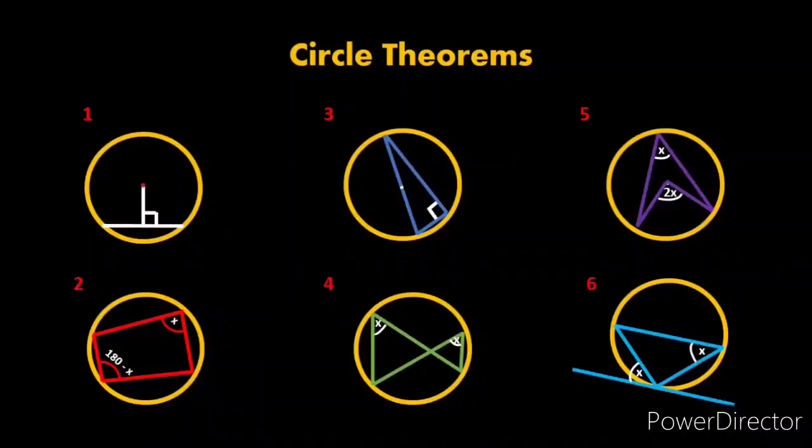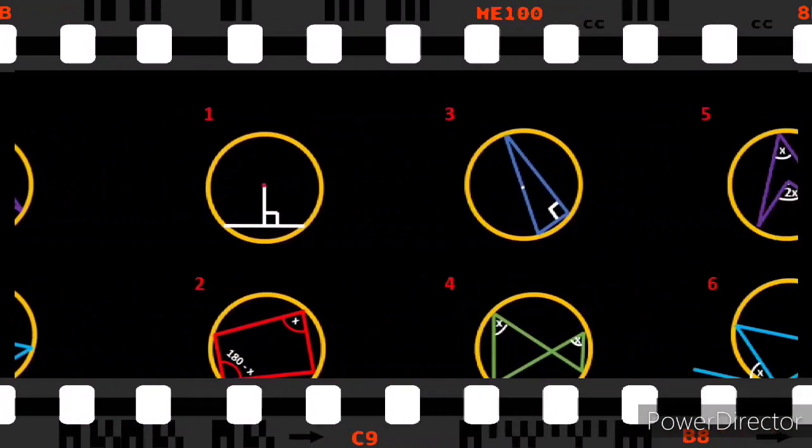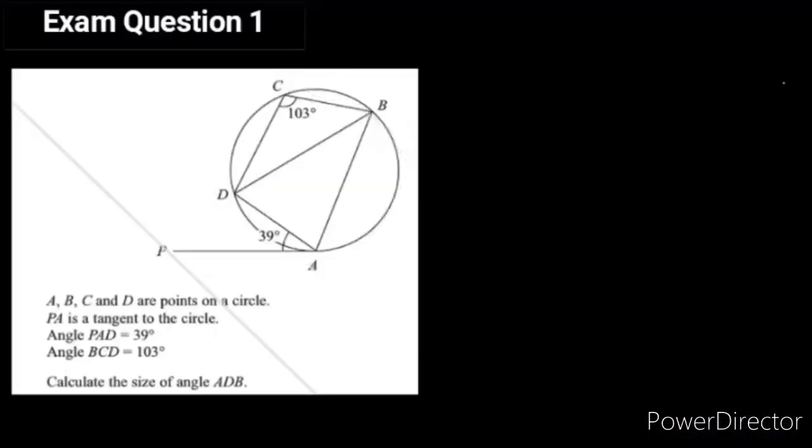We will now move on to our first exam question. A, B, C, D are points on a circle. PA is a tangent to the circle. Angle PAD is equal to 39 degrees. Angle BCD is equal to 103 degrees. Calculate the size of angle ADB, which is that angle right there.